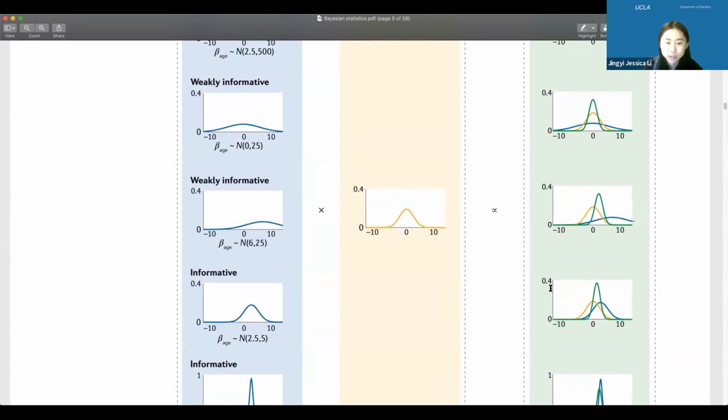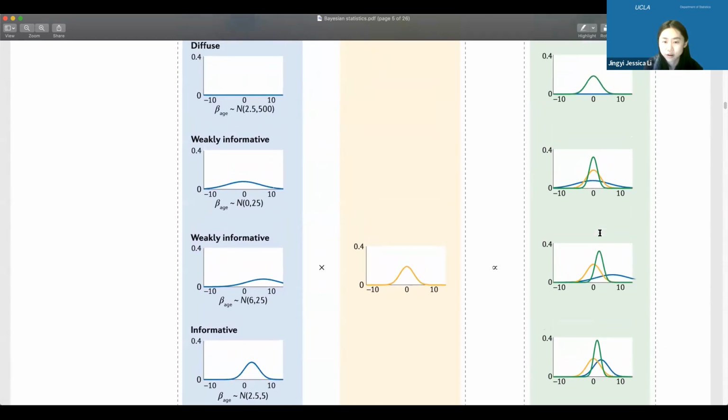Okay, now we make the spread even bigger. Now we call this weakly informative. So you see the prior is more spread out. As a result, the posterior, the green curve, is more spread out. Okay, and also one thing to note here is that the prior mean is now changed to 6 from 2.5. So as a result, the posterior mean is also bigger.